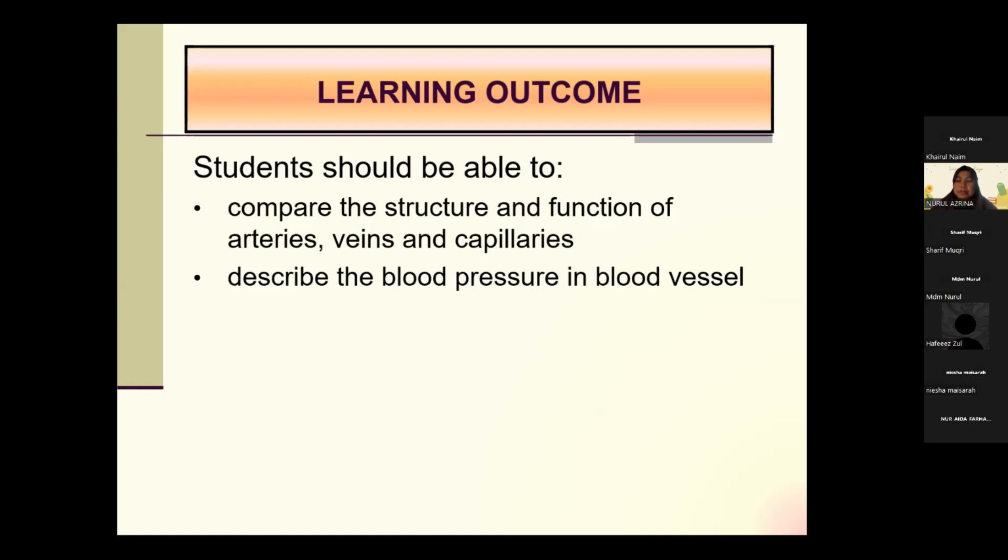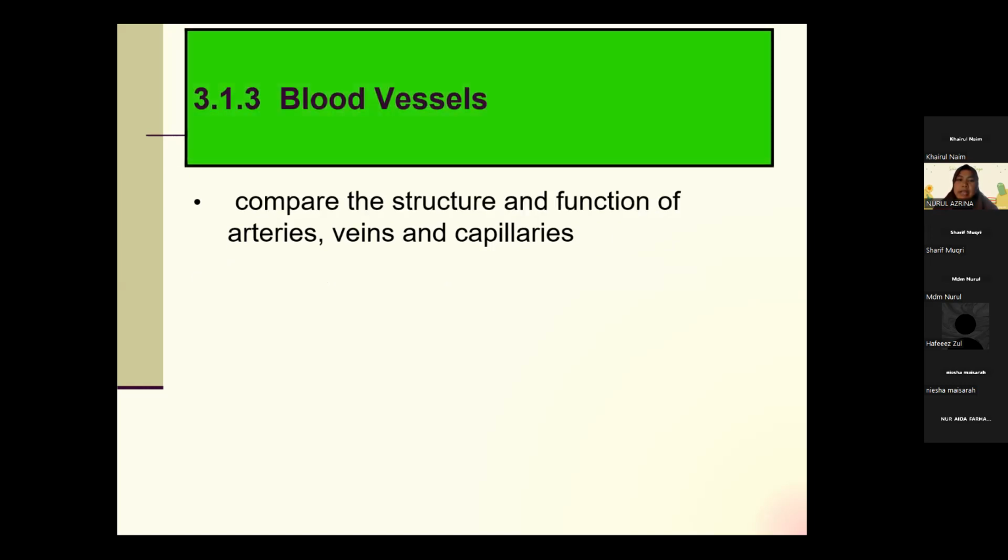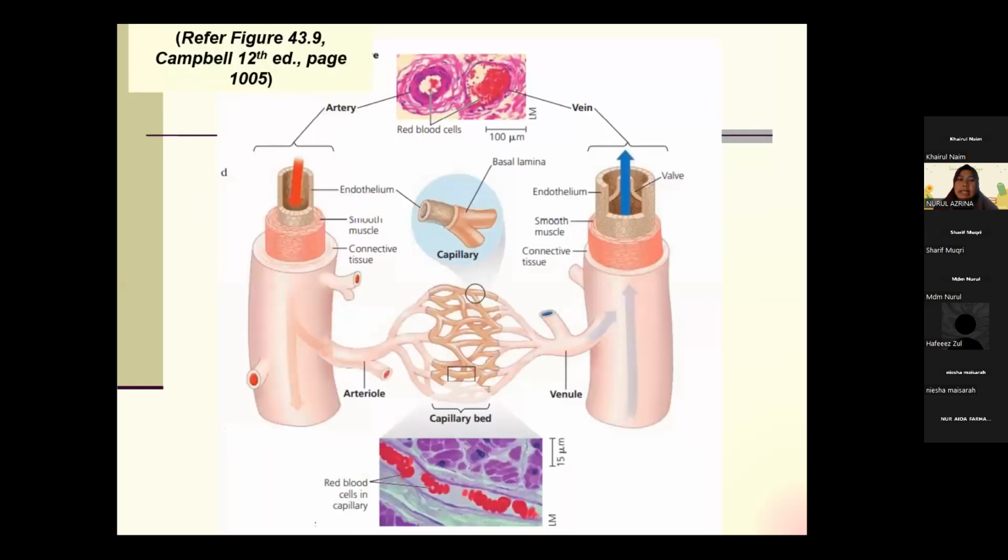Okay, let's continue with the learning outcome: to compare the structure and function of arteries, veins, and capillaries, and to describe the blood pressure in the blood vessels. Right, compare the structure and function of arteries, veins, and capillaries. So I guess you don't have any problem understanding this because you have prior knowledge related to the structure of arteries, veins, and capillaries.